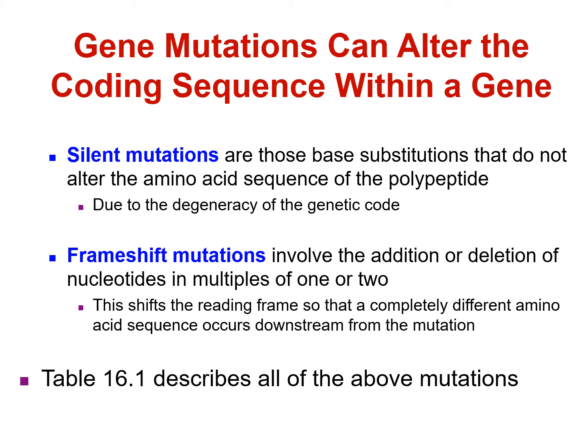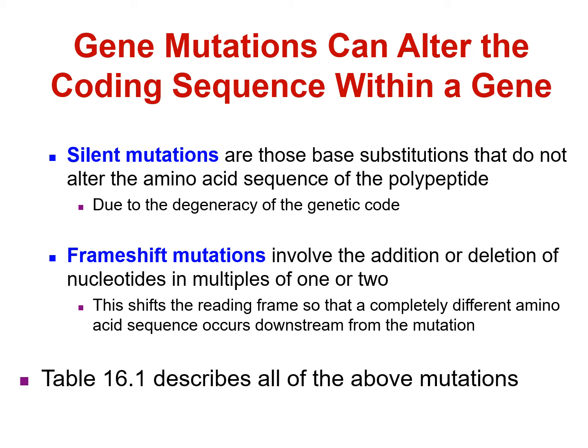Mutation also occurs when one or more bases are inserted into or deleted from a newly synthesized DNA strand. This is called a frameshift mutation. Frameshift mutation involves the addition or deletion of nucleotides in multiples of 1 or 2. This shifts the reading frame so that a completely different amino acid sequence occurs downstream of the mutation.